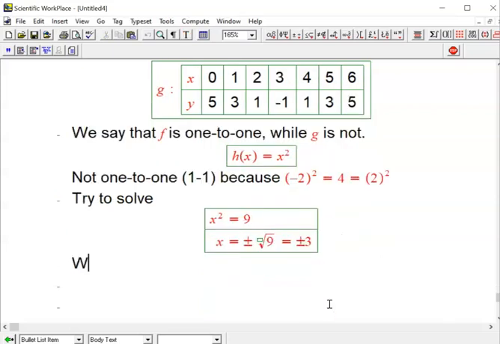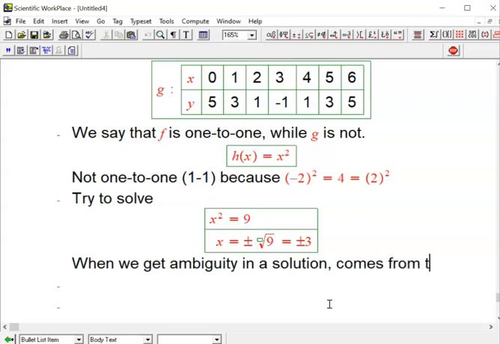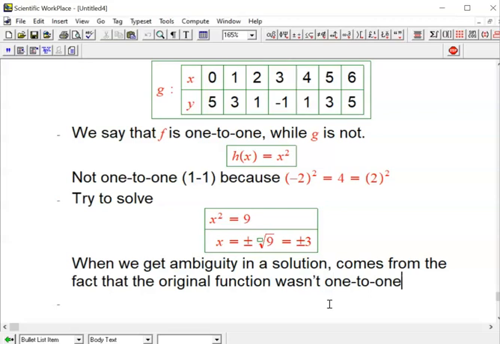And so when we get ambiguity in a solution like this, that is exactly coming from the fact that the original function wasn't one-to-one. We were trying to undo, the official word is going to be invert, the function. We're trying to invert a squaring function. This just can't be done without ambiguity. Okay, so how does this show up on a graph? Okay, well let's graph y equals x squared.